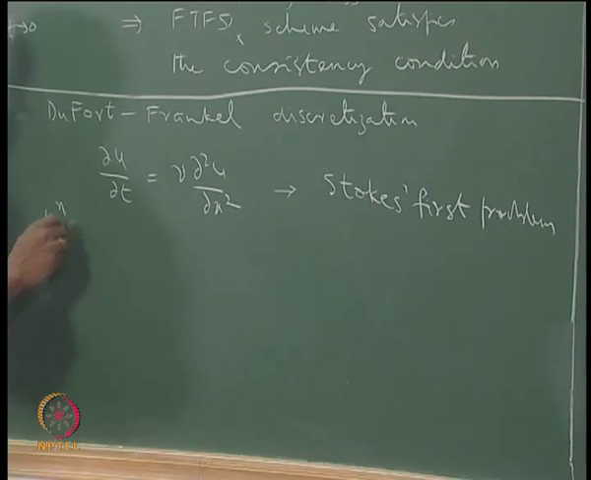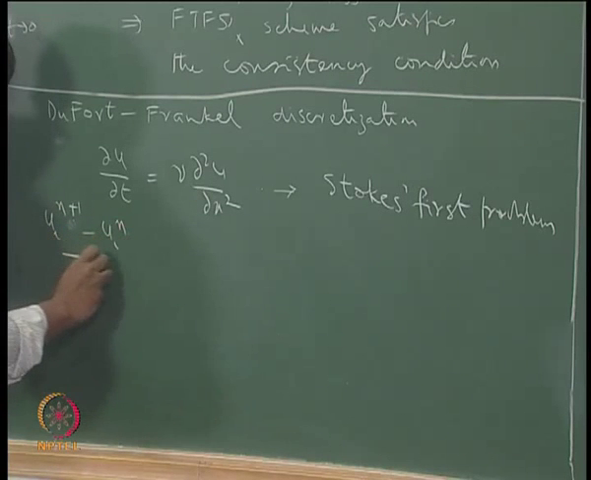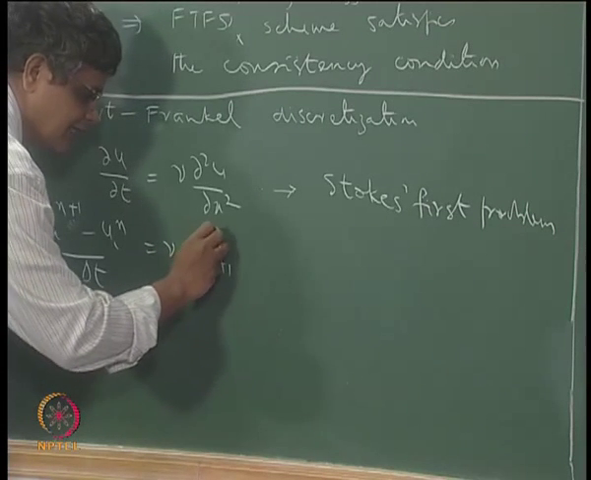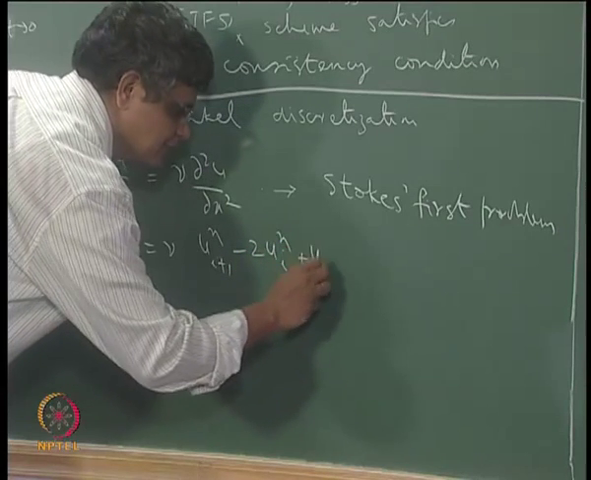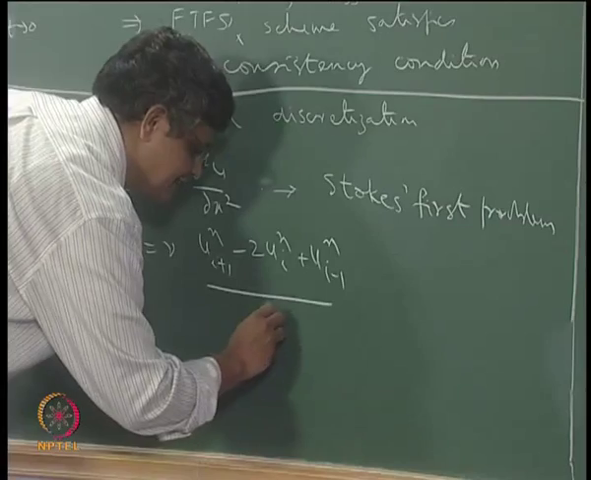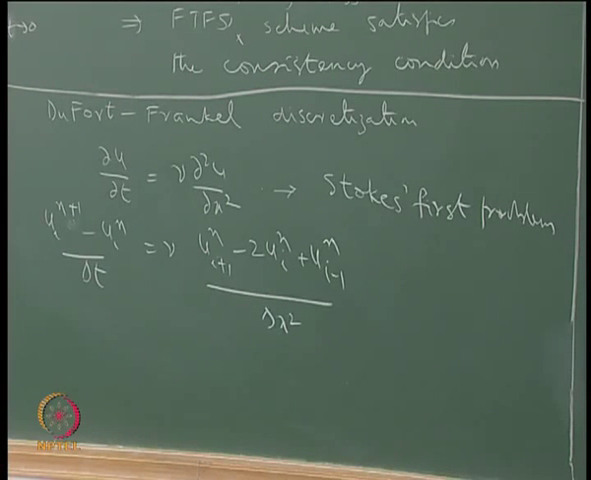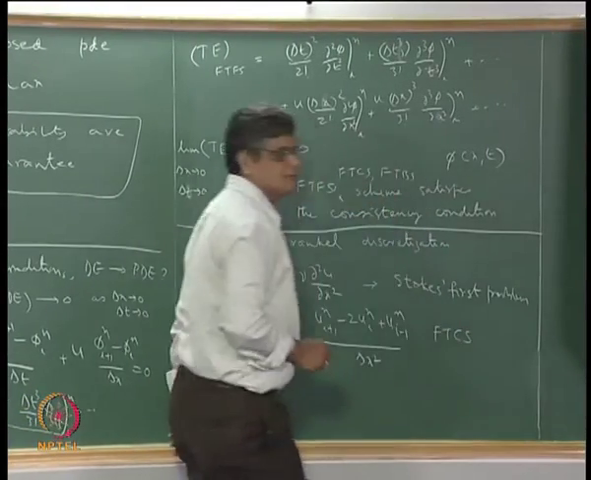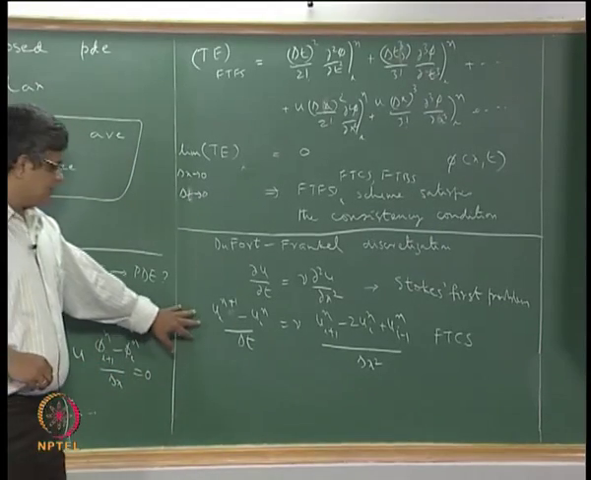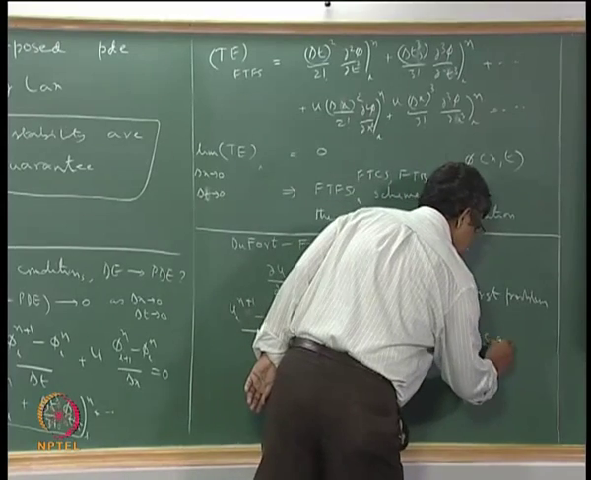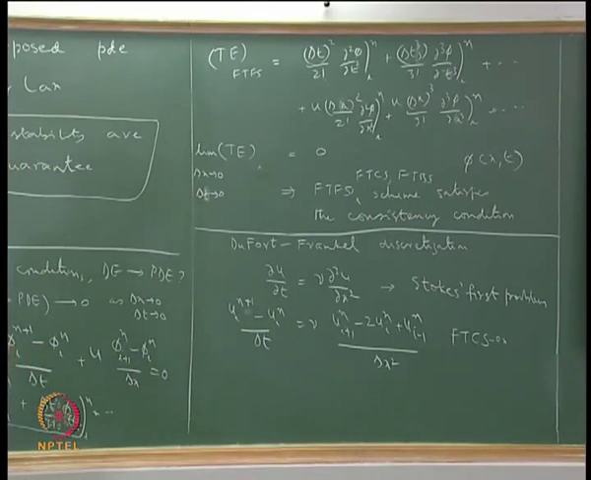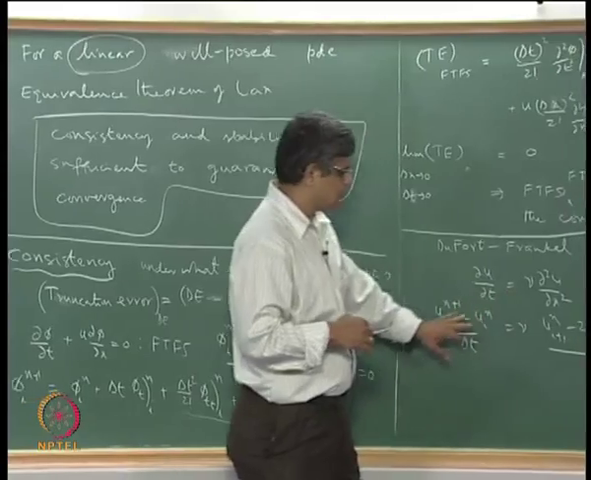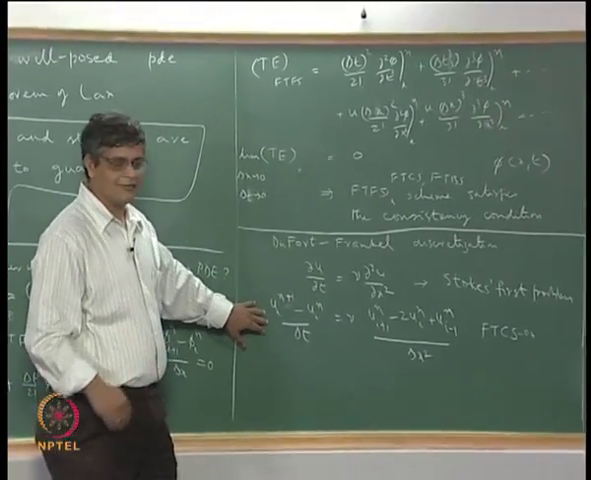ui n plus 1 minus ui n by delta t equal to nu times u i plus 1 n minus 2 u i n plus u i minus 1 n by delta x square. Okay, so this is forward in time and central in space. We know that this is explicit. So our first intuitive way of writing a finite difference approximation is like this, because this is a self-starting method.